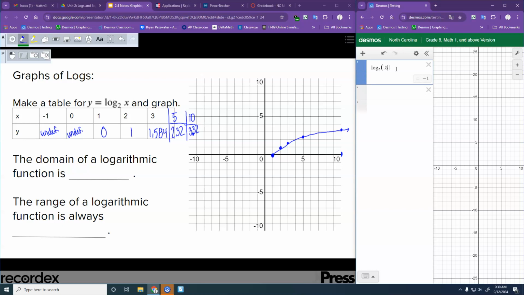0.5. Okay, now if I plug in 0.5, I'm getting -1. So 0.5, -1 would be right here. Okay. Can you give me something even closer to 0? 0.1. Oh, 0.1 gave me -3.3. That'd be like right here. Can you give me something even closer?